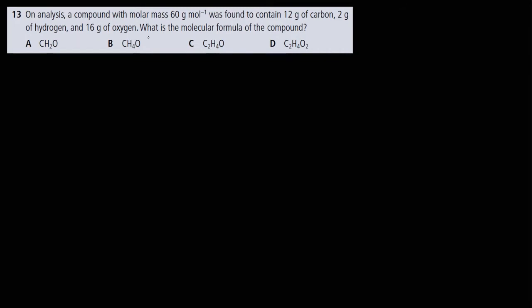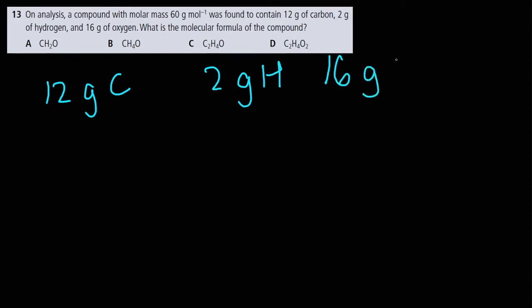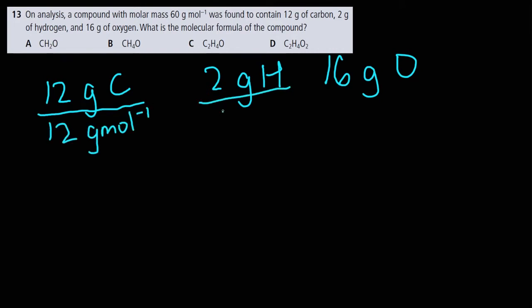So let's take each of these masses, 12 grams of carbon, 2 grams of hydrogen, and 16 grams of oxygen, and then divide these each by their molar masses: 12 grams per mole, 1 gram per mole approximately, and 16 grams per mole.